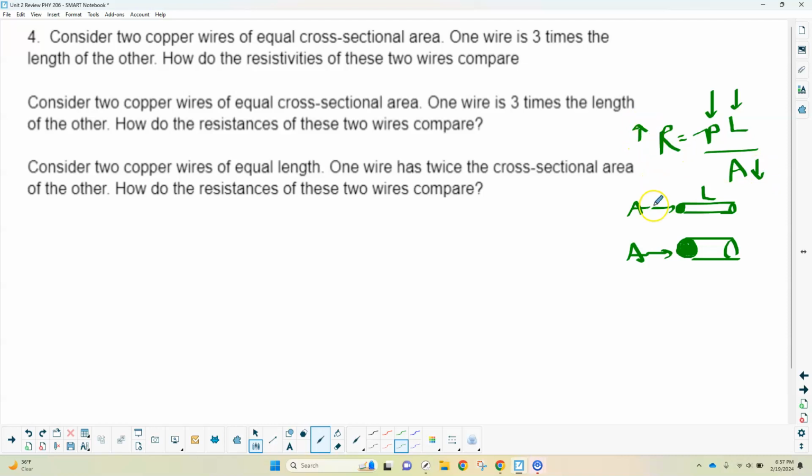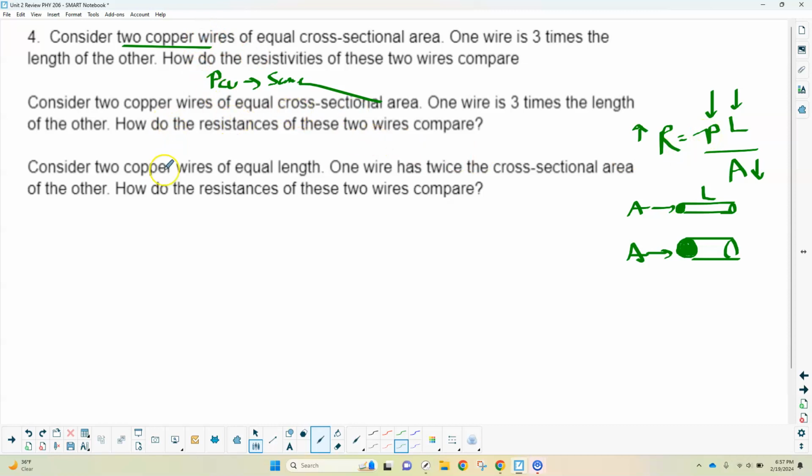So those are the kind of concepts, and these questions are based on that. It says 2 copper wires of equal cross-sectional area, so the A is the same. One wire is 3 times the length of the other. How do the resistivities of the wires compare? They're both made out of copper, so it's the same number. Doing anything with L or A, resistivity is a physical property of the material. So it's just a number. It's the same for copper.